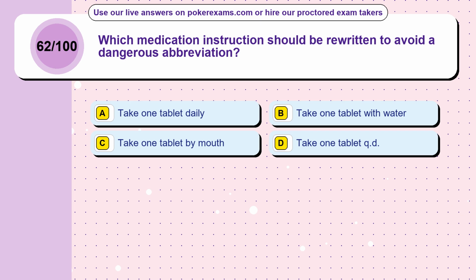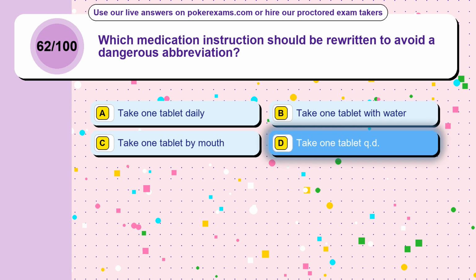Question 62. Which medication instruction should be rewritten to avoid a dangerous abbreviation? Option A. Take 1 tablet daily. Option B. Take 1 tablet with water. Option C. Take 1 tablet by mouth. Option D. Take 1 tablet QD. The correct answer is option D.